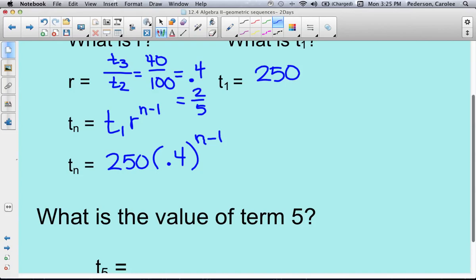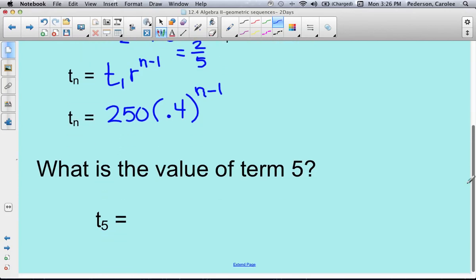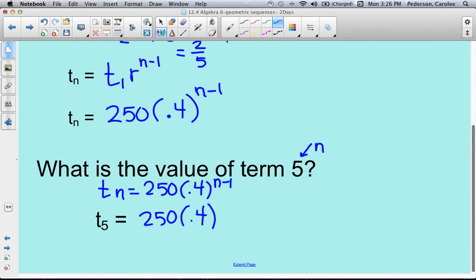Now what we can do with that explicit formula is go out and find other terms in the sequence. So here's an example. If I asked you for the 5th term in the sequence, we would use this explicit formula. T sub n equals 250 times 0.4 raised to the n minus 1. And our n would be 5. So we say 250 times 0.4 raised to the 5 minus 1.